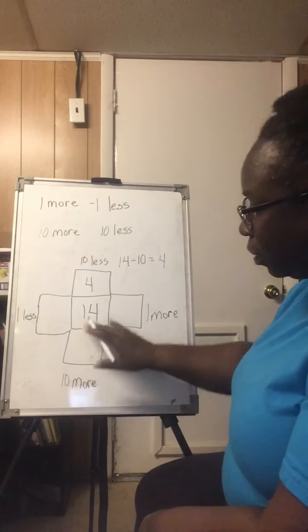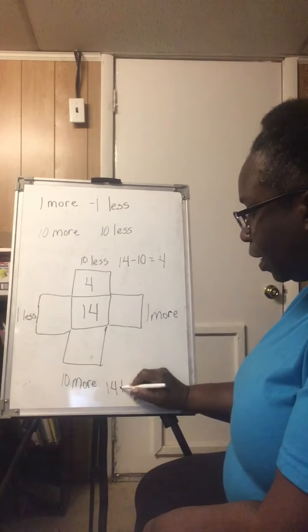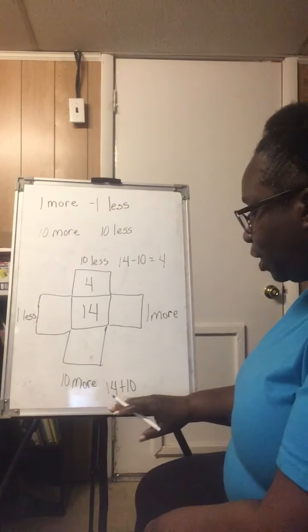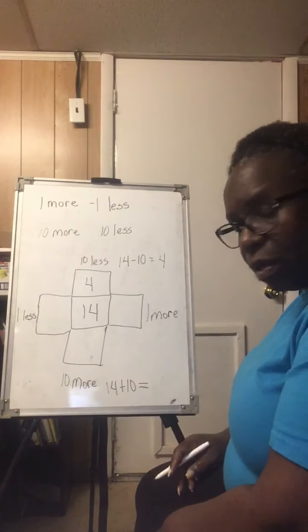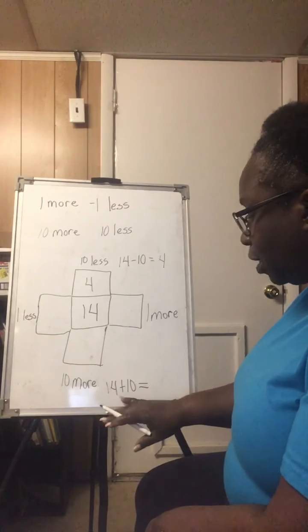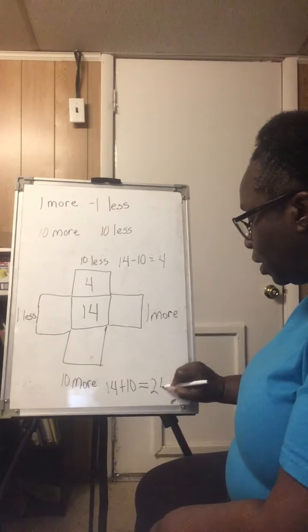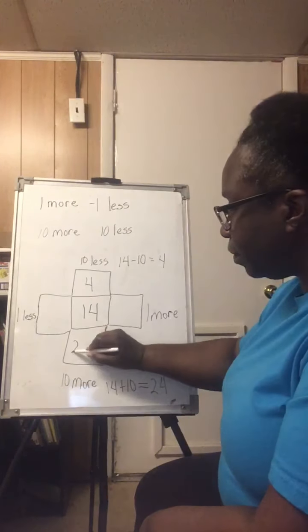So let's go down and do 10 more. So 14 plus 10. So I had 14 birds, 10 more flew over to them. So how many birds do I see in all? 14 plus 10 gives me 24, because I'm adding these two numbers together.